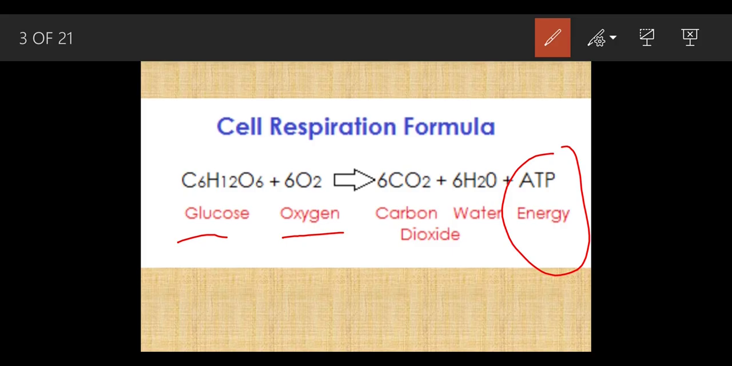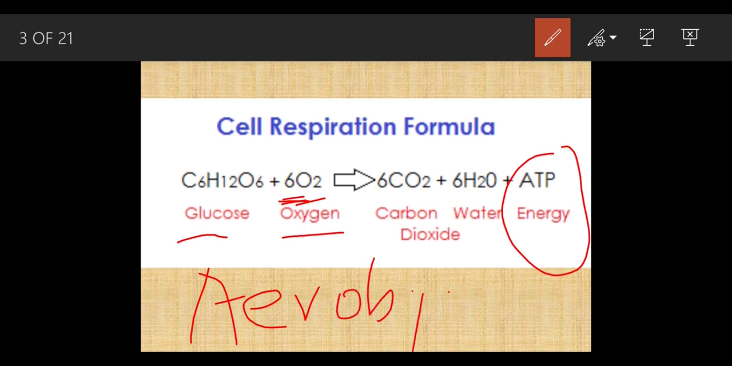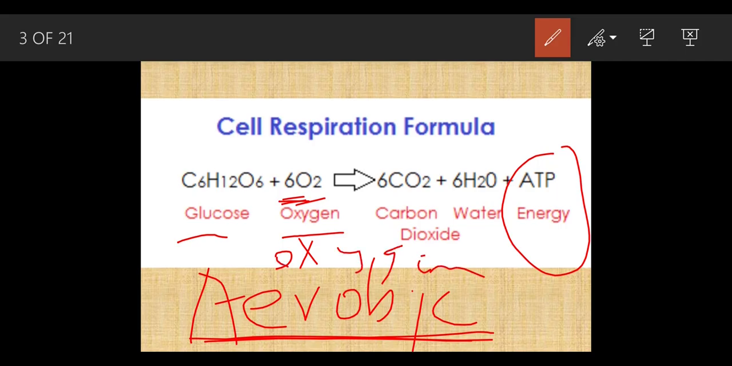Now if you look carefully, it is in the presence of oxygen. There would be another kind of respiration which would occur in the absence of oxygen, but as this is in the presence of oxygen, we are going to call it aerobic respiration, because the word aerobic means with oxygen. And how many ATP is it going to release? That is 38 ATP. These are the energy molecules.